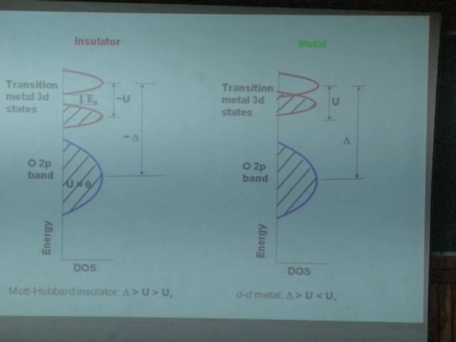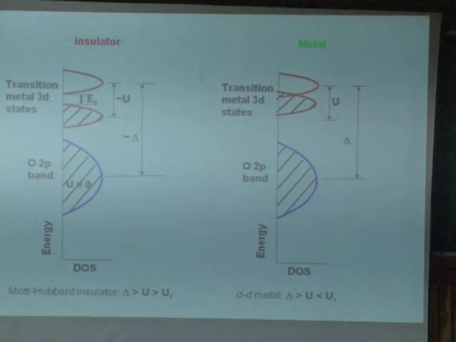In this limit, delta is still much larger than U, but this U has become smaller than the critical value, so it has become a metal. So this is called a Mott-Hubbard insulator, after the name of Hubbard, who originally gave the Hamiltonian, and Mott, who provided this pictorial kind of similar, not exactly this, similar kind of interpretations.